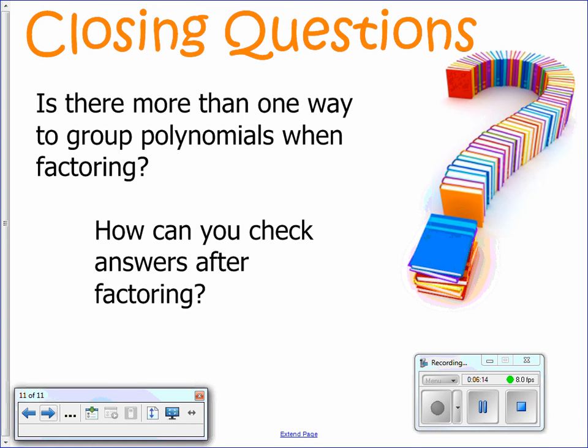Is there more than one way to group polynomials when factoring? Yes, definitely. There's probably multiple ways. How can you check your answers after you factor? By either just doing distributive property or foiling.